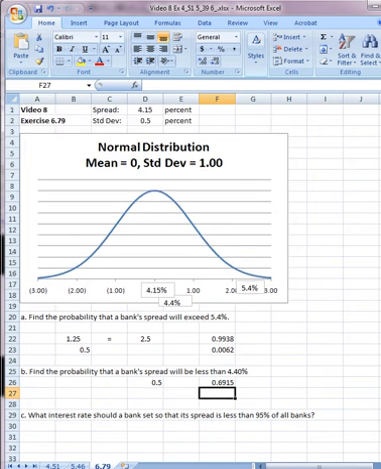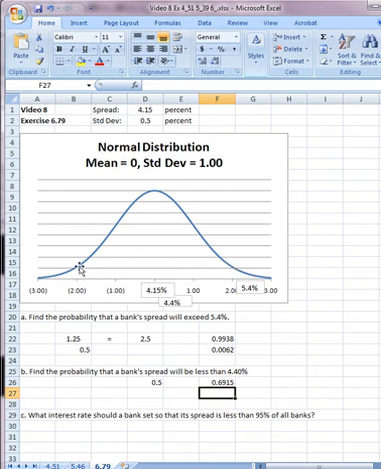Now, it's asking us to find, this particular bank now wants to be the low-cost provider. It wants to set its spread so that no more than 5% of all the banks in the United States have spreads that are less than its spread. It wants to be the low-cost provider. Okay, so we know already the area under the curve wants to be, well, it's not 95%. It wants 95% of the banks to have a higher spread.